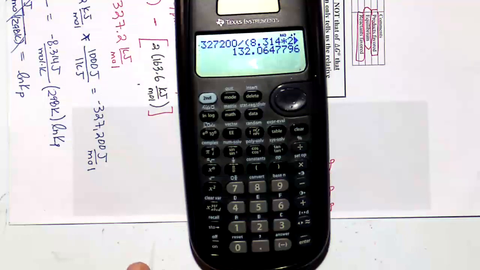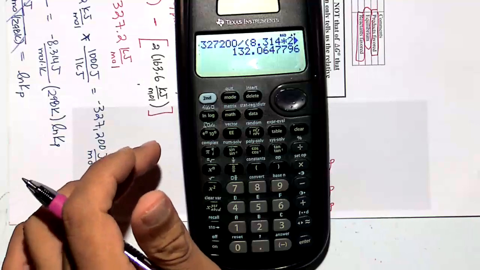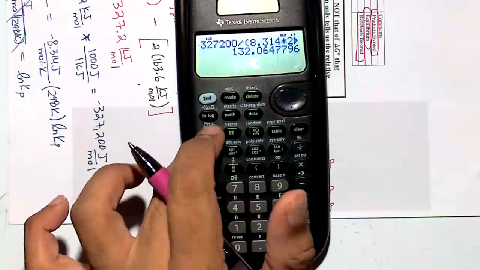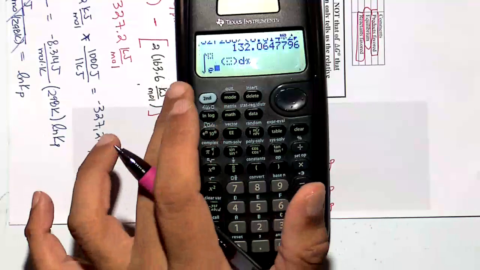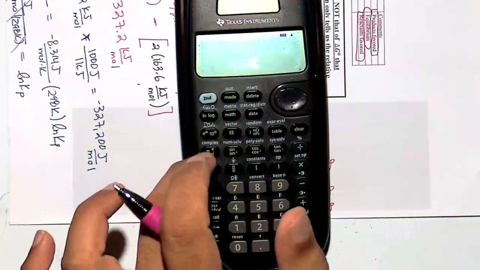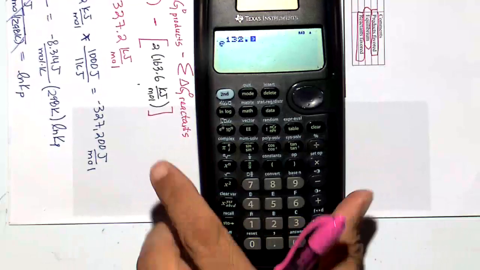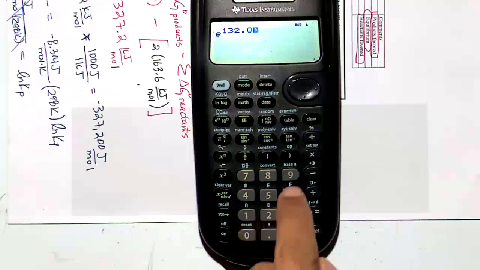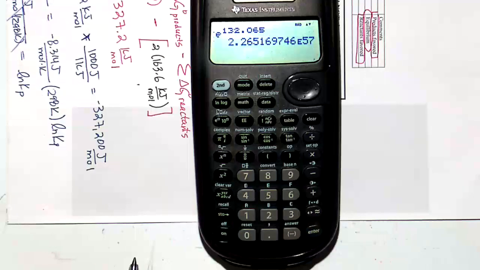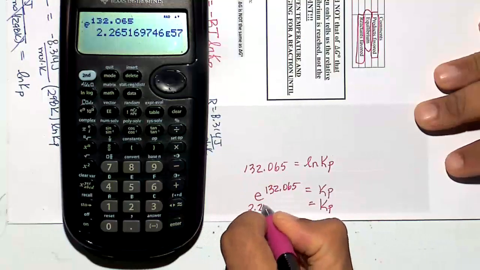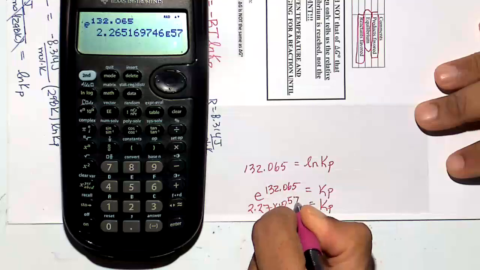And what is that on our calculator? The second button. You don't have to press the second button, but it's better. Perfect. Got it. Awesome. 132.065. 2.27 times 10 to the 57. Yeah, okay, this is a huge number.